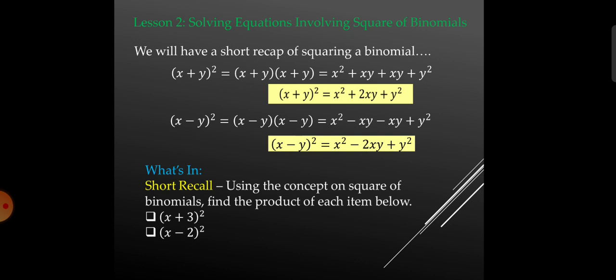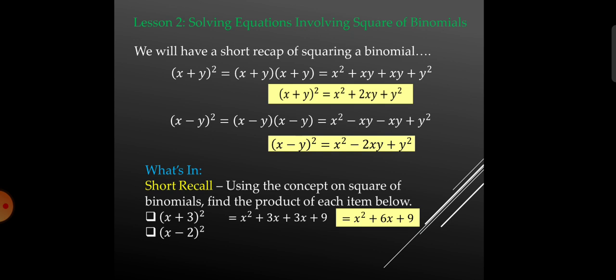So, a short recall. Using the concept of the square of binomials, find the product of each item below: the square of x plus 3 and the square of x minus 2. What is the result? First, the square of x plus 3 means x plus 3 times x plus 3. The result will be x times x, x squared. X times 3, 3x. 3 times x, 3x. 3 times 3, 9. Combining the middle terms, the two 3x, that becomes x squared plus 6x plus 9.